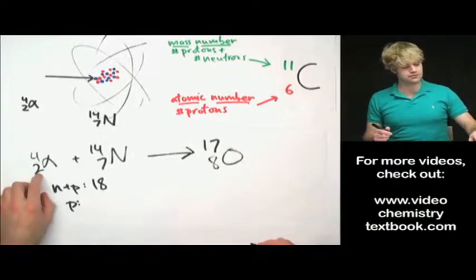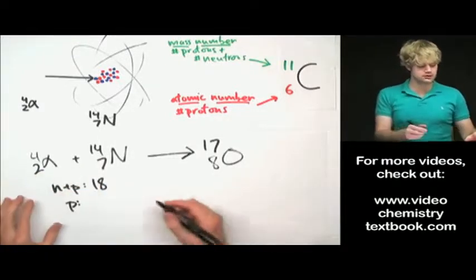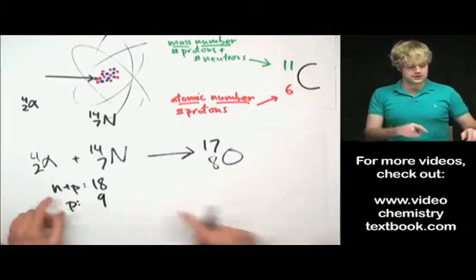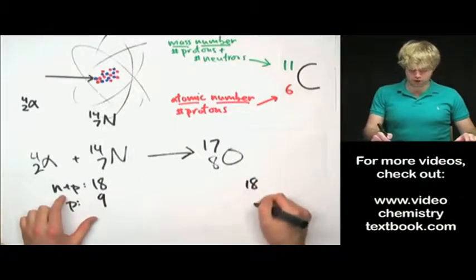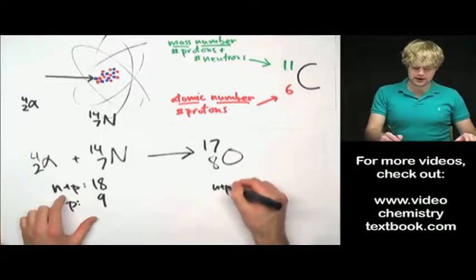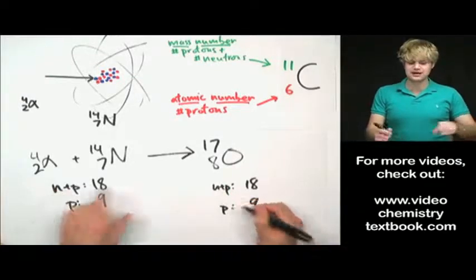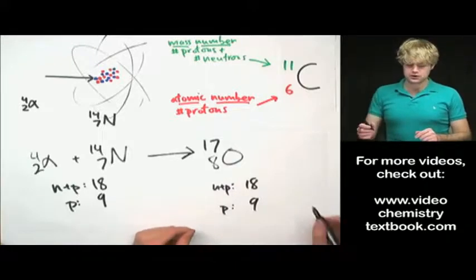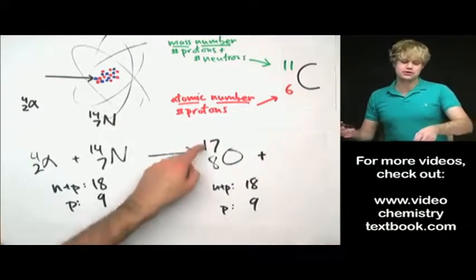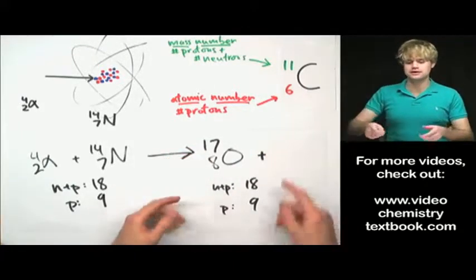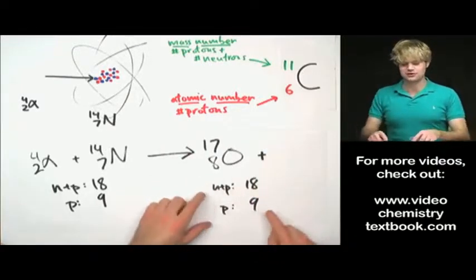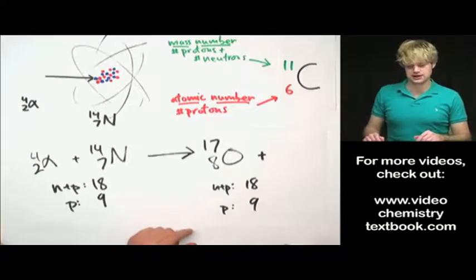Well, I have 2 in the alpha particle, and then I have 7 in the nitrogen here. So that means in total I'm going to have 9. The same is going to be true over on this side of the equation. 18 neutrons and protons, and 9 protons. So I get this new atom of oxygen, and I said that I usually get a little bit of change when I do this kind of equation. What's the change that I get here?